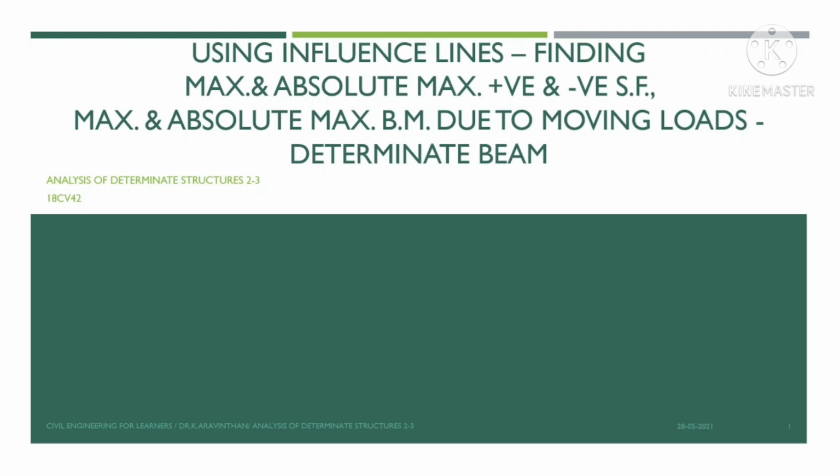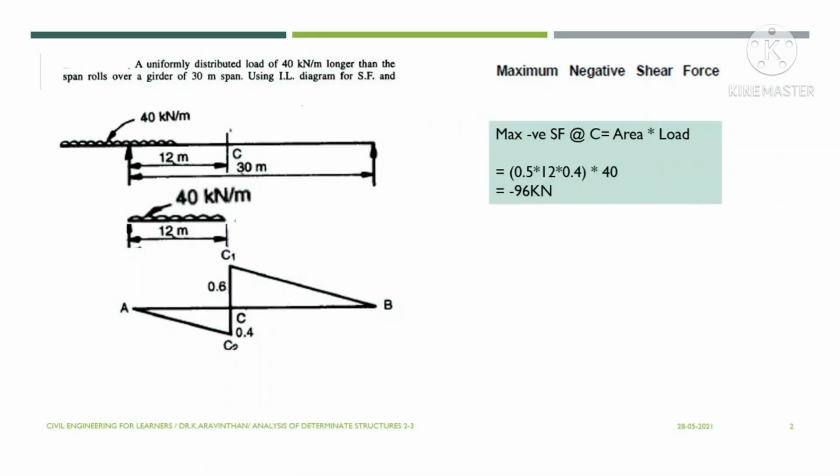In the case of shear force, you have maximum and absolute maximum shear force. It may be either positive or negative shear force. Also, in the case of bending moment, you have maximum and absolute maximum bending moment due to the moving load. So by using the influence line, let us find the analytical parameters for a determinate beam.